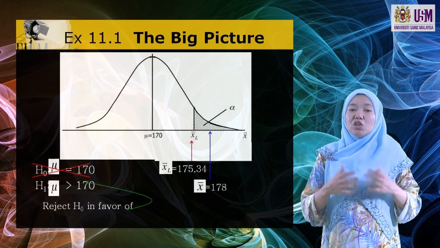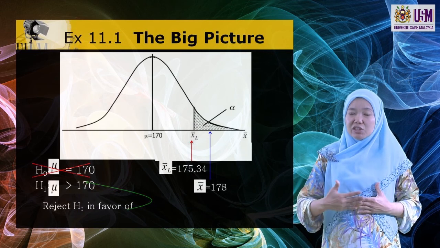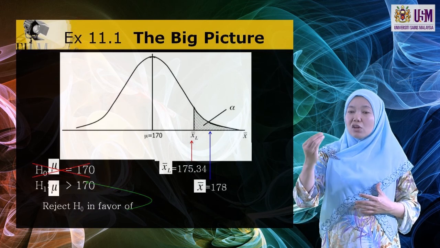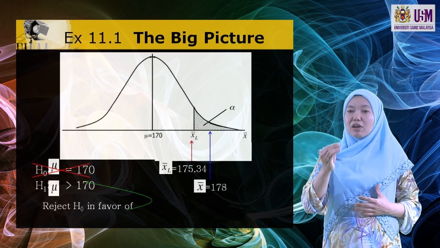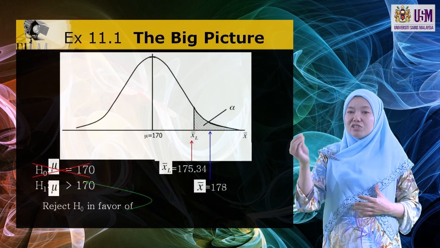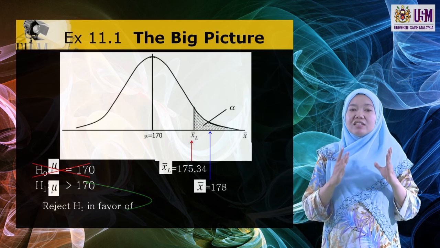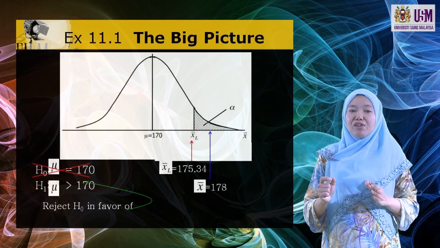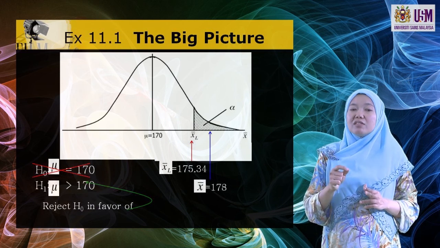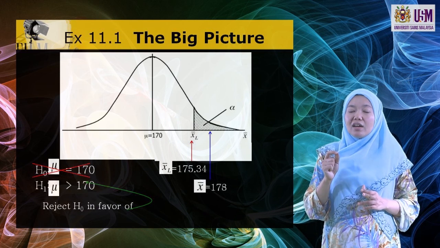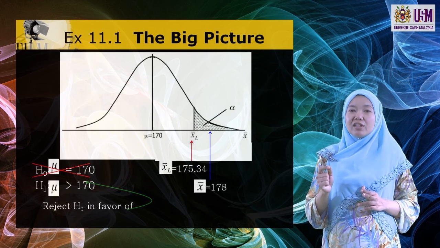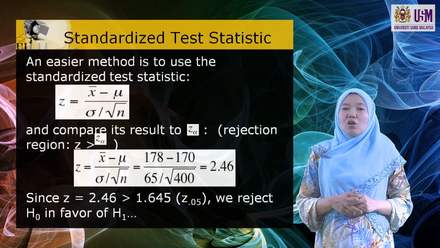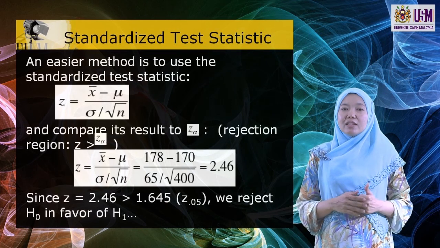So in this case, your decision, looking at your sketch just now, looking at the fact that your x bar 178 is greater than 175.34, so it falls in the rejection region, your decision is reject H0 in favor of H1. So that means the statement that you are agreeing with now is H1, mu is greater than 170. The second approach is actually much easier.